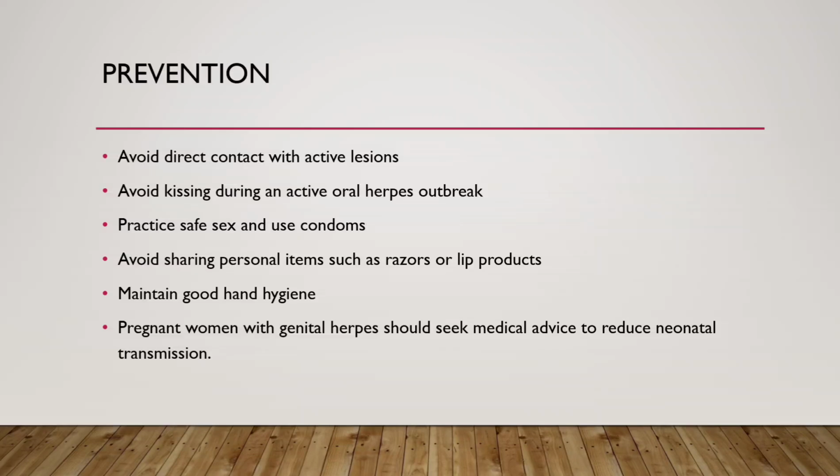Prevention. We can prevent herpes simplex virus by avoiding direct contact with active lesions, avoiding kissing during an active oral herpes outbreak, practicing safe sex and using condoms, avoiding sharing personal items such as razors or lip products, and maintaining good hand hygiene. Pregnant women with genital herpes should seek medical advice to reduce neonatal transmission.